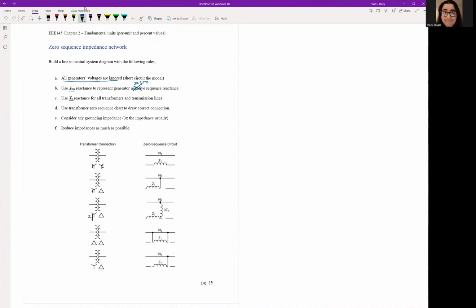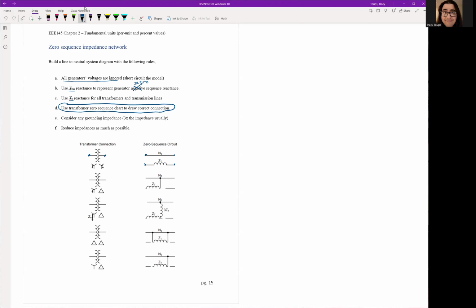The transformer zero sequence chart has to be drawn correctly. This is a big one. Previously, we just drew an inductor for the transformer, but now we're going to have to actually draw a network. Depending on which type of connections we have, some of them will be open circuit, some will be closed circuit, right? If you have any ground impedance, you should add that in as well and then reduce this normally. Now, I know this looks confusing, but the idea is if you have a transformer, you could literally take this point and this point, take it out and put a new set in right here. And that will be your network.